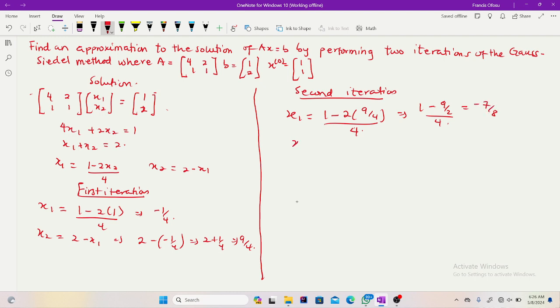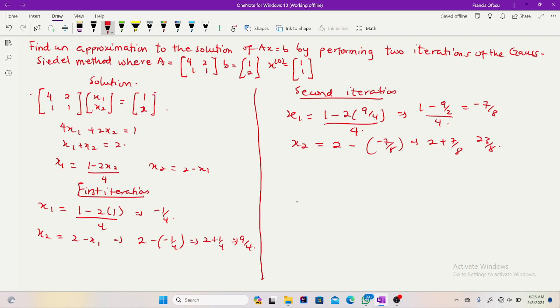Then we move to our new x2 for the second iteration, which is 2 minus x1. So 2 minus the current value of x1, which is negative 7 over 8, so there is 2 plus 7 over 8. And what are you getting? That is 23 over 8.